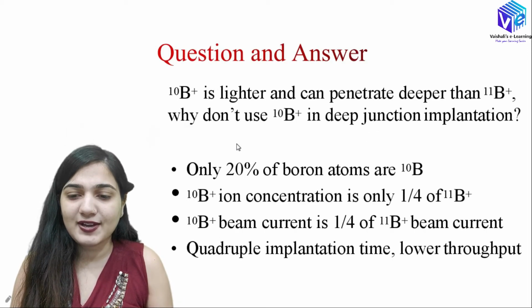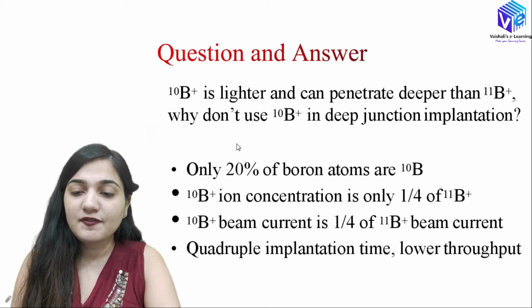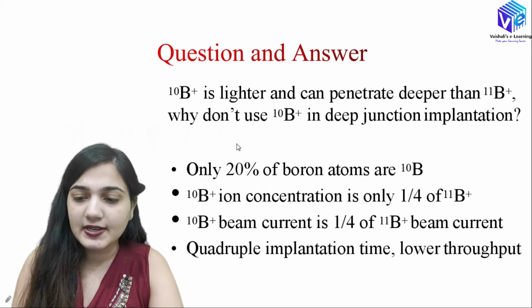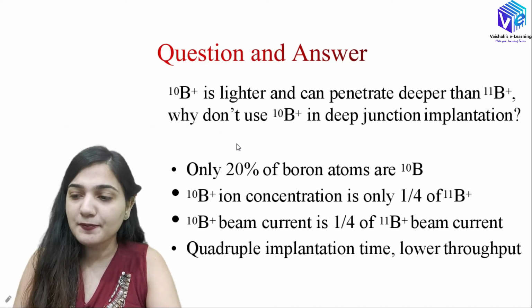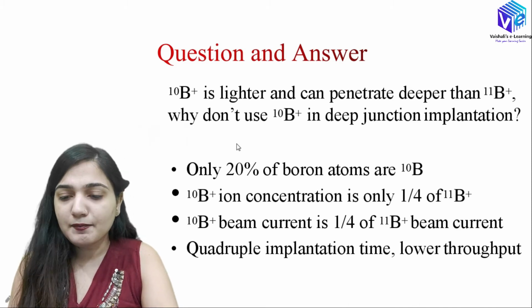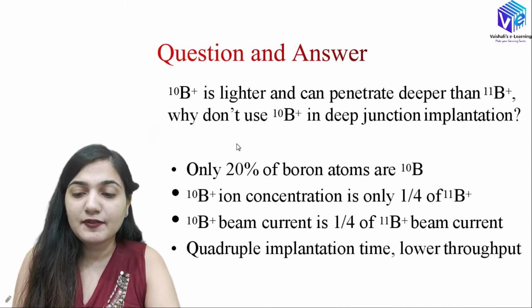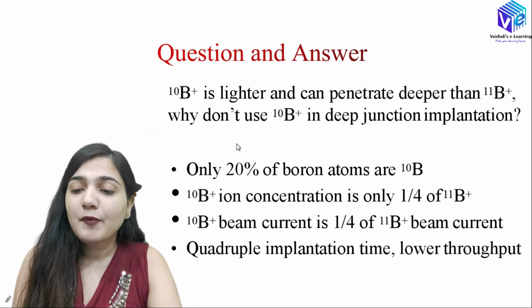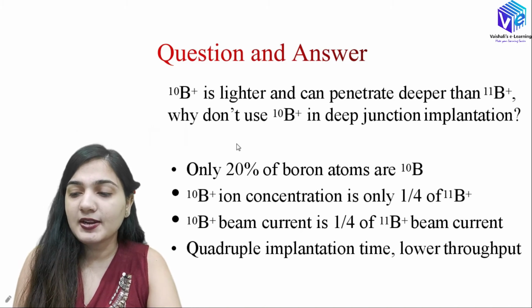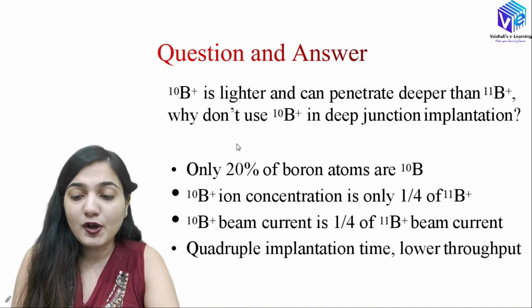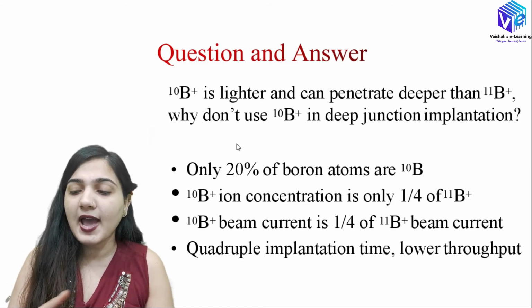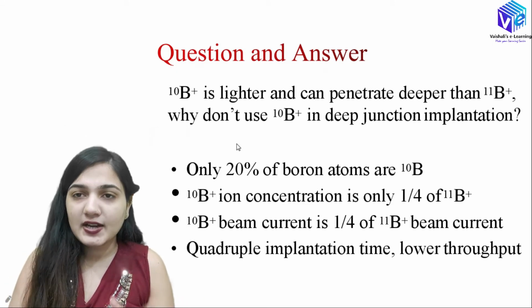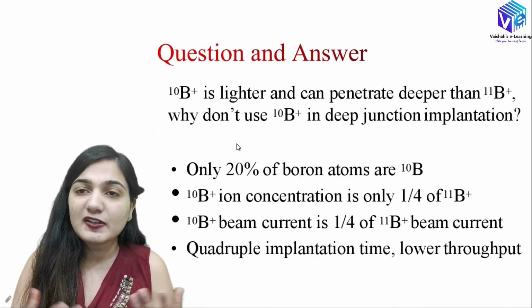So now coming to the question: the 10B positive ion is a lighter ion and can penetrate deeper inside the substrate than the 11B positive ion. Then why don't we use the 10B positive ion in deep junction implantation? Because only 20% of boron exists as 10B. So it is a rare atom. When it is rare, it has more cost.